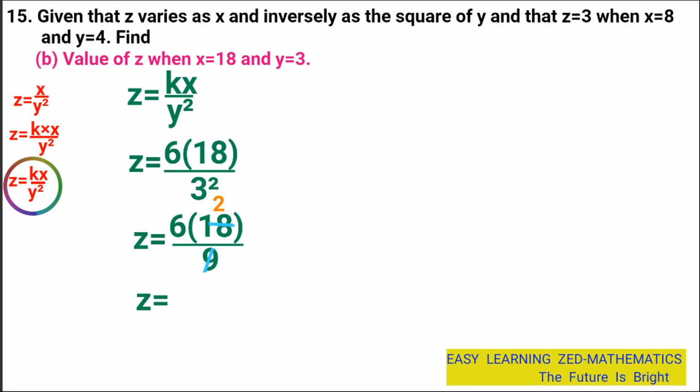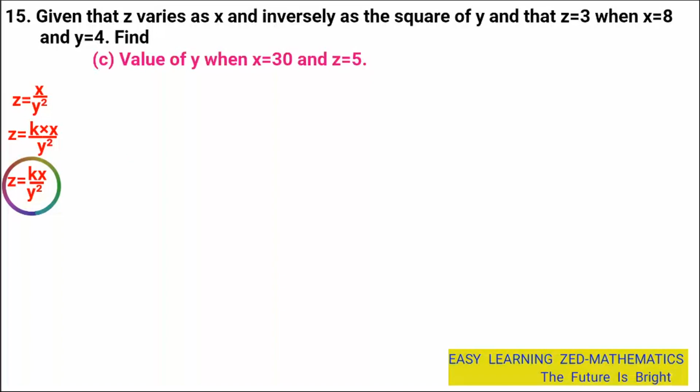Okay, so that means I've remained now with the 6 multiplied by 2, and there is no denominator, so I'm going to write 6 multiplied by 2. Then z is going to be 6 multiplied by 2 will give me 12. So the value of z when x is equal to 18 and y is equal to 3 is 12. Okay, now let's go to the last question in this question, which is question C.